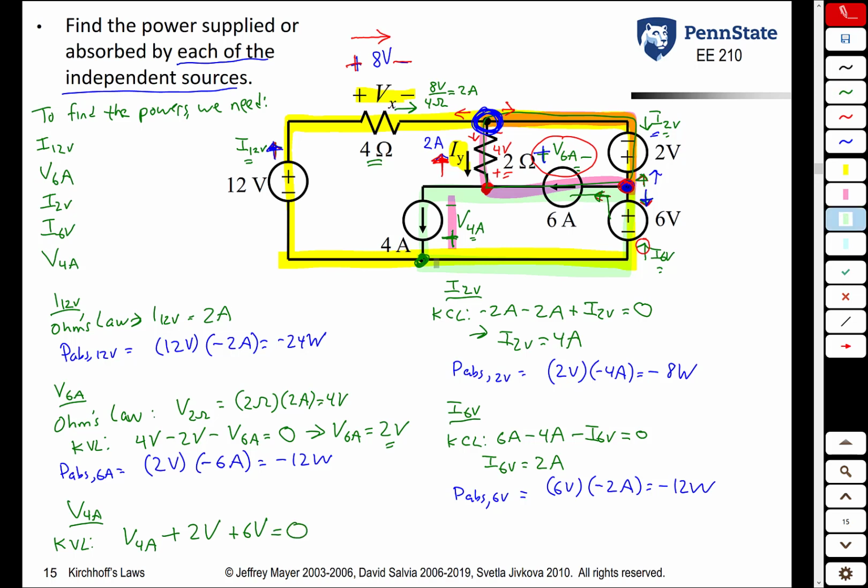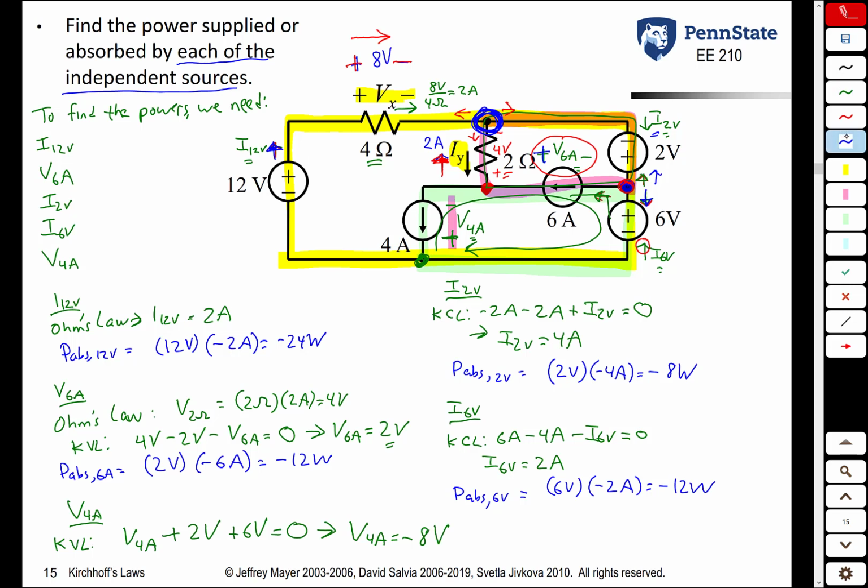So once again, we're going through the loop in this direction, adding up voltage drops. We get V4 amp plus 2 volts plus 6 volts is equal to 0. So that means V sub 4 amps is minus 8 volts.